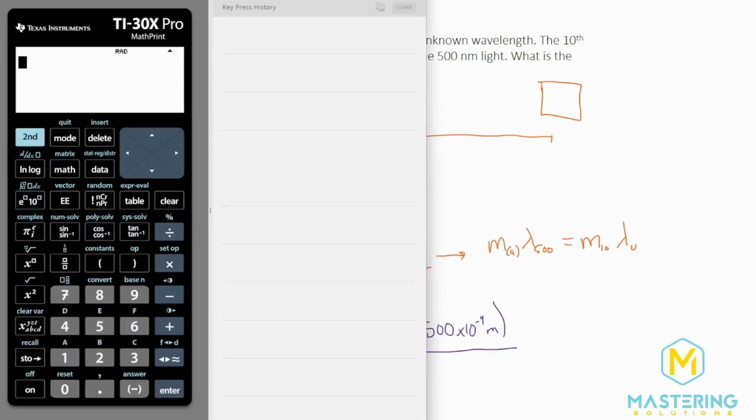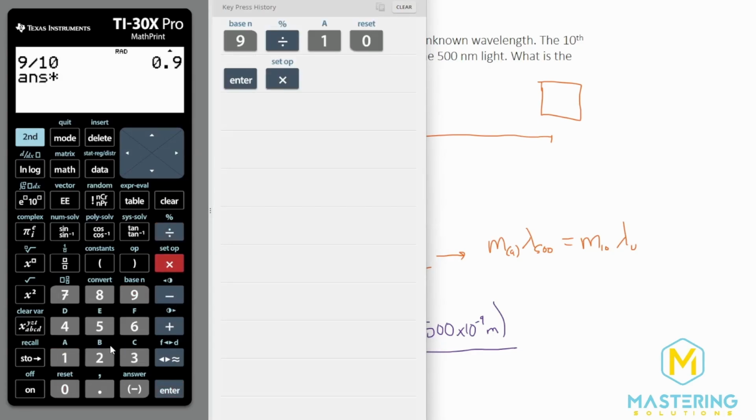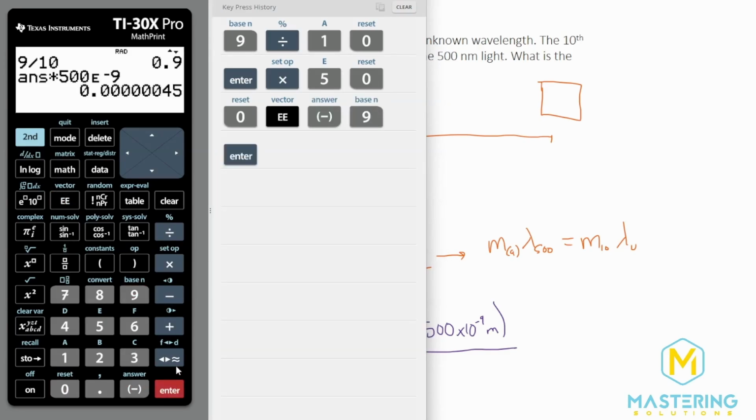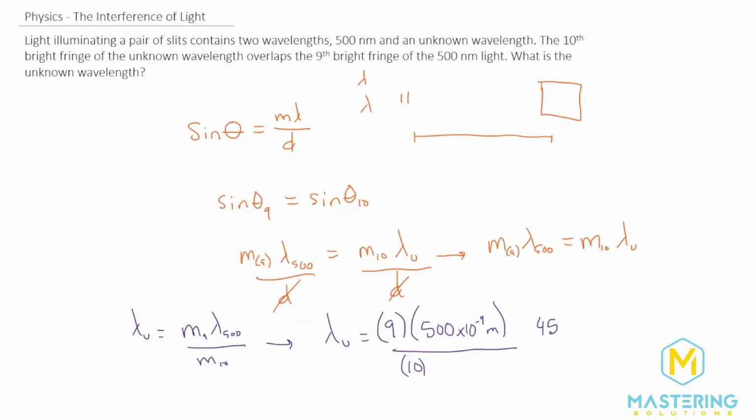And so when we go to our calculator, we have 9 divided by 10 times 500 times 10 to the negative 9. And that gives us 450 times 10 to the negative 9 meters, or 450 nanometers, which is the unknown wavelength.